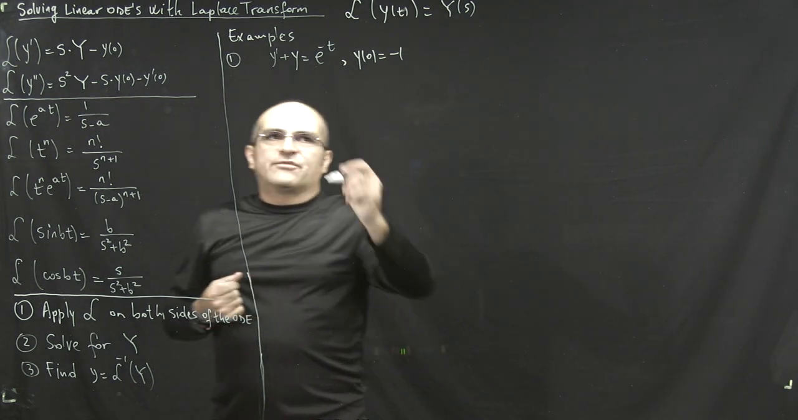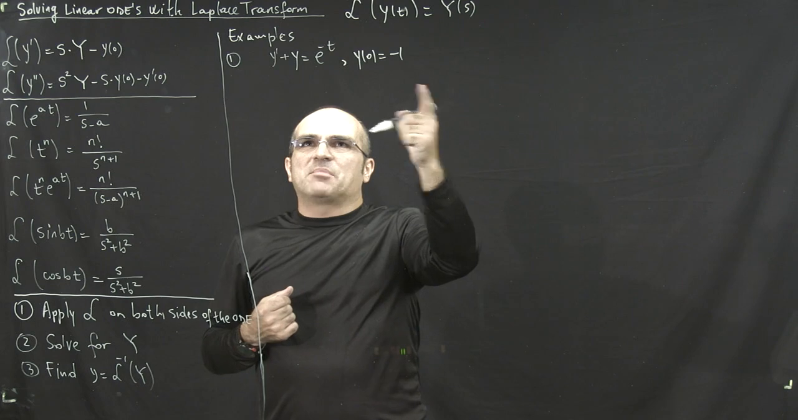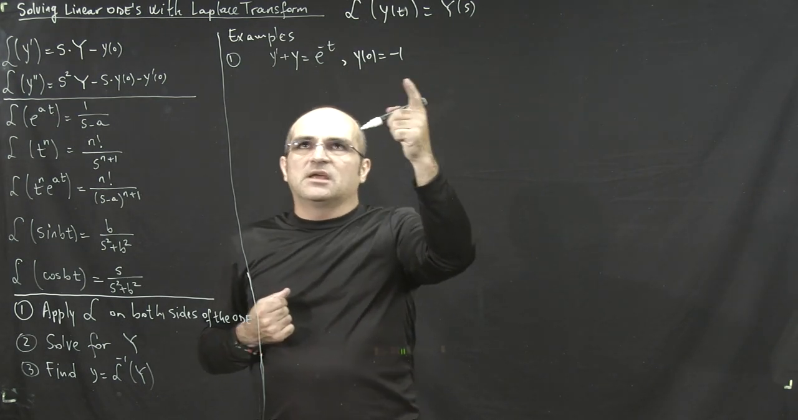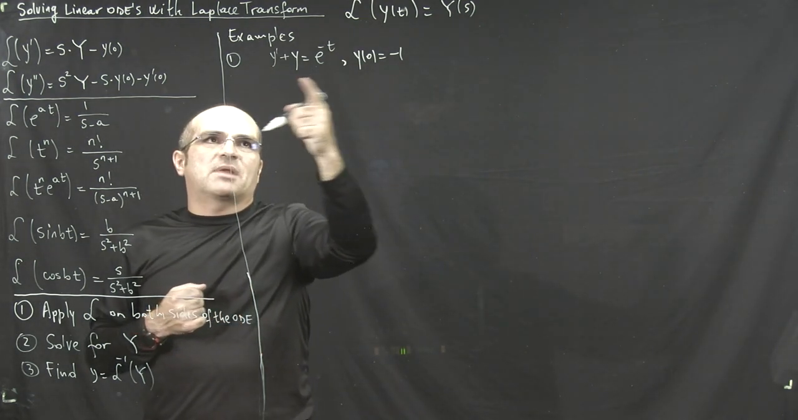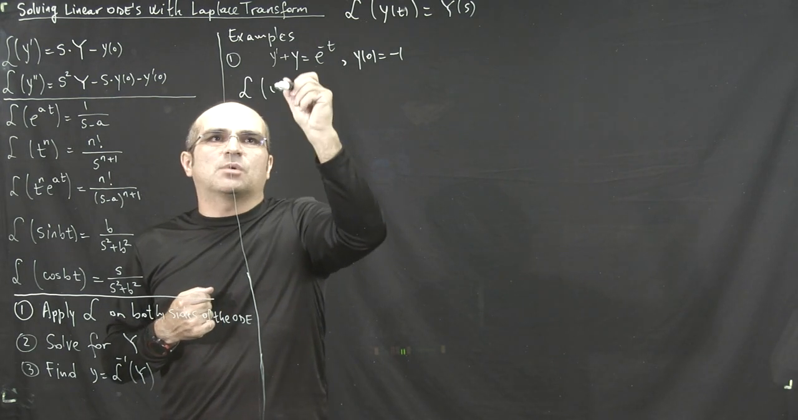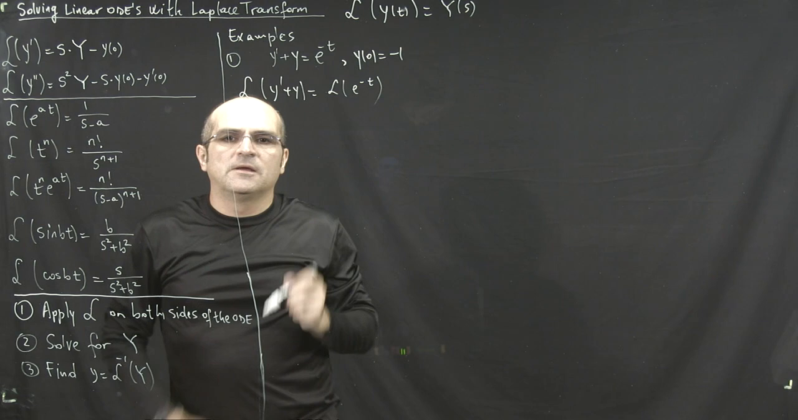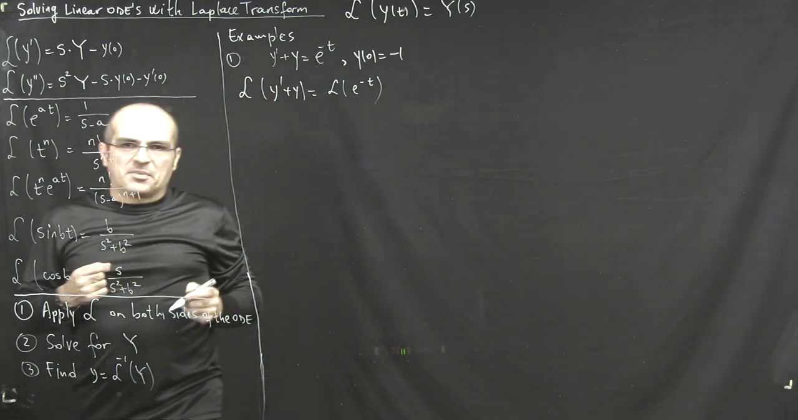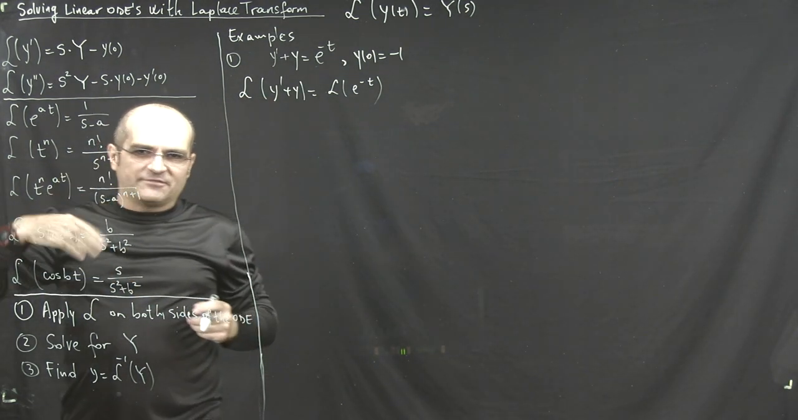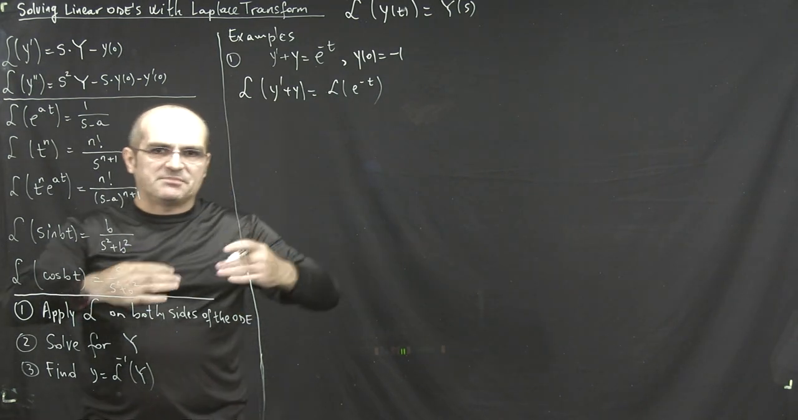So without further ado, let's tackle this first example. This is a first order ODE. And so if you want to do it with the Laplace transform, again, the first step is to apply the Laplace transform on both sides. Then the linearity property. Now try to do this in your mind. After a couple of examples, try to speed up this process.